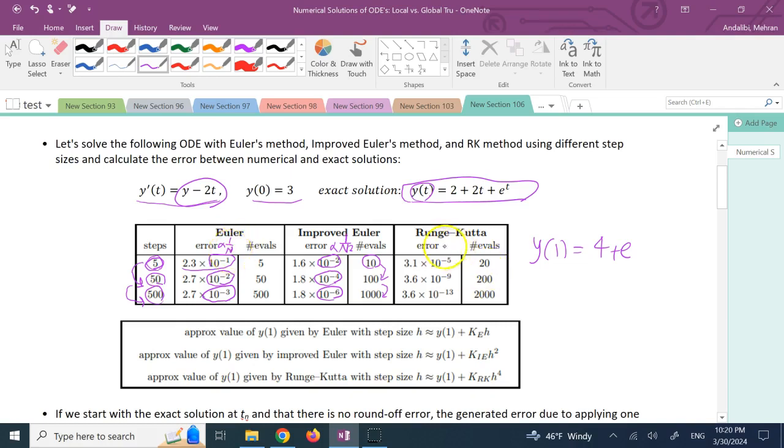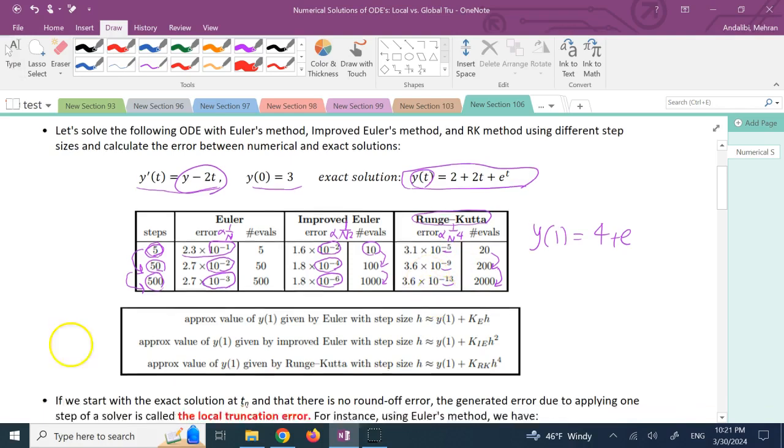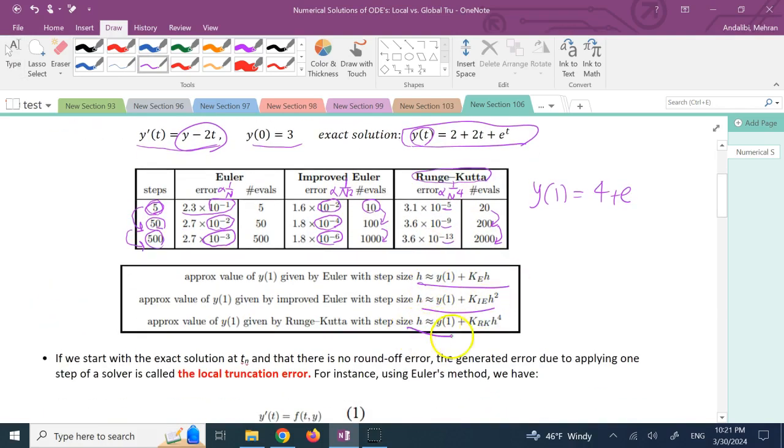Here, 1 over n. And if you look at Runge-Kutta here, when I jump by a factor of 10 each time in the number of steps, the error drops by 10 to the negative 4. So here, this is proportional to 1 over n to the 4, okay? That's why we say Runge-Kutta is basically the most accurate among these three, because the smallest change in the number of steps results in a lot better accuracy, a lot smaller error, okay? And this is exactly what I told you.